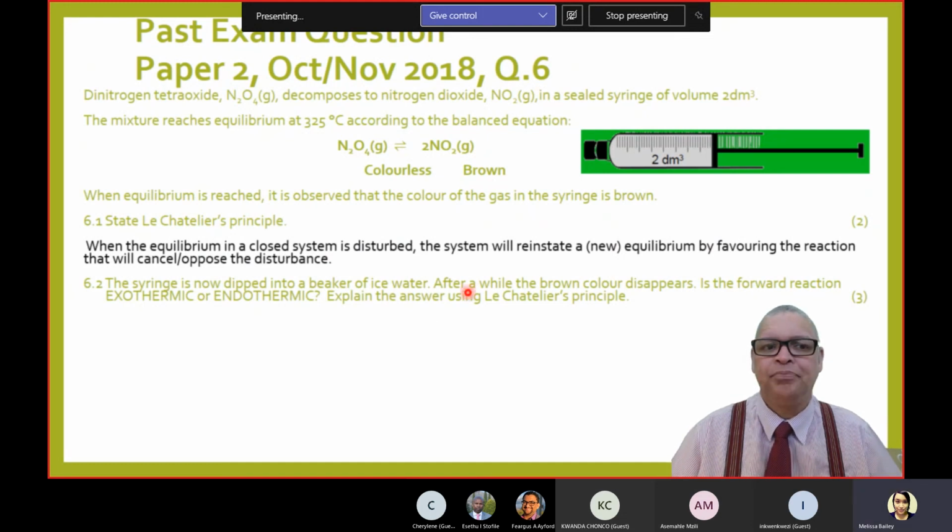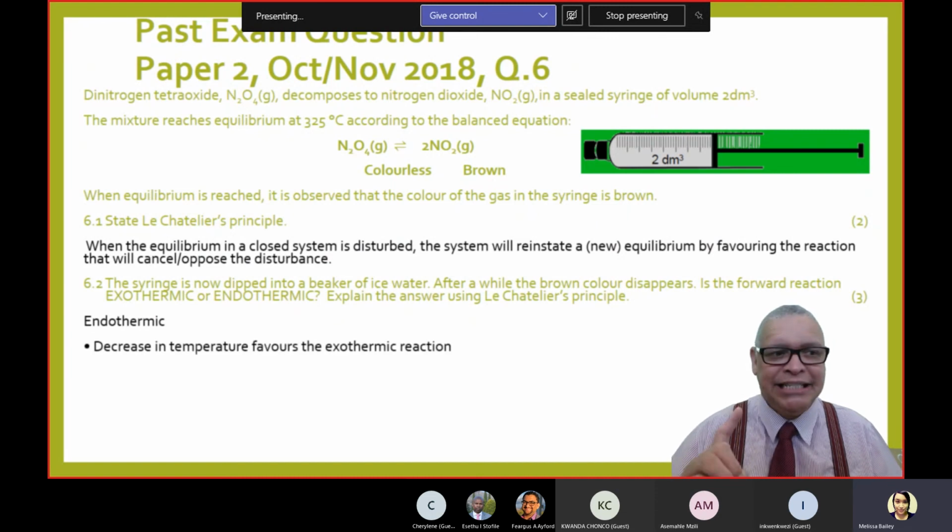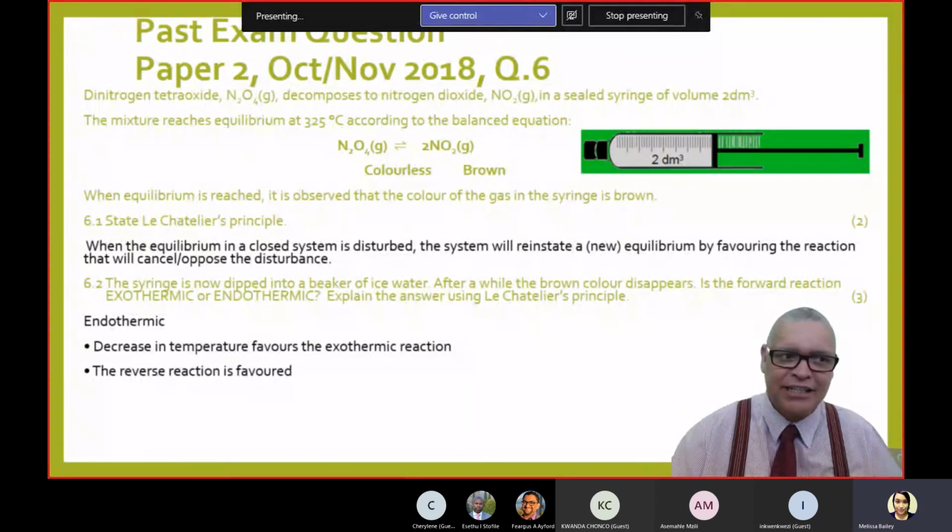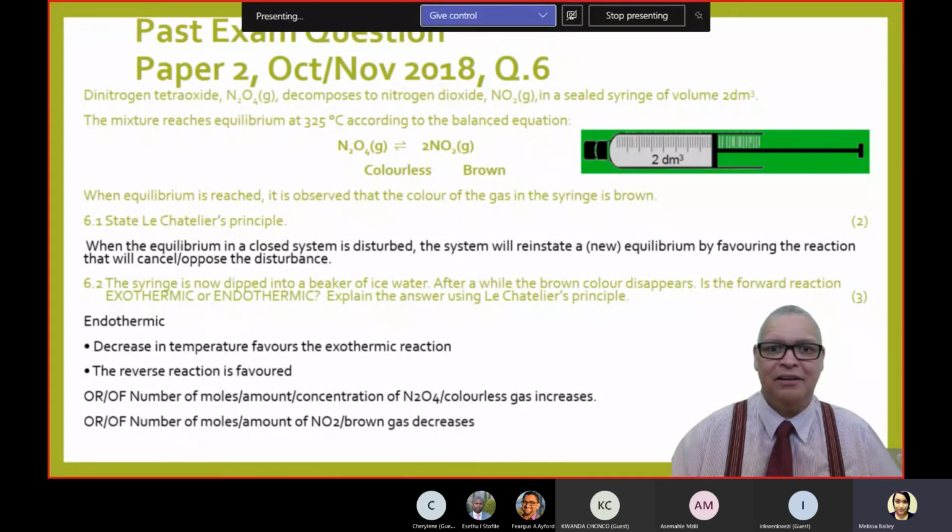After a while, the color disappears, we are told. Is the forward reaction exothermic or endothermic? Explain your answer using Le Chatelier's principle. The answer is it's endothermic. Why? Because a decrease in temperature favors the exothermic reaction. The reverse reaction is favored, right?